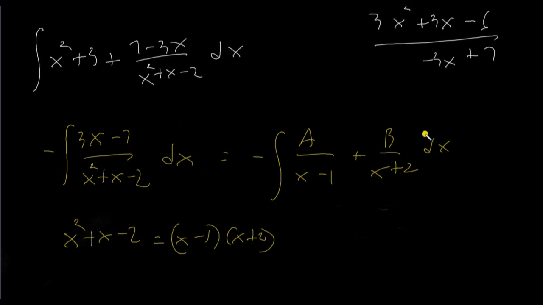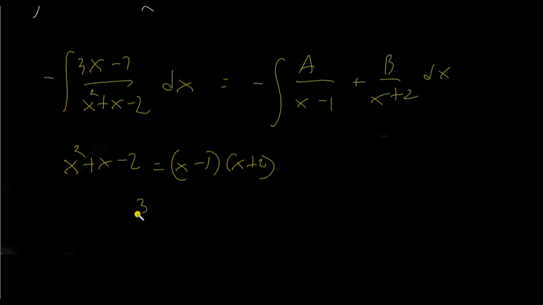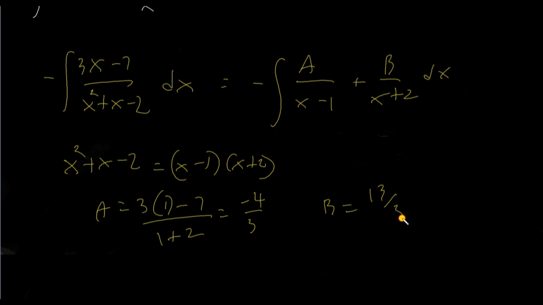If you did the same method I just said, since x equals 1 is the problem here, I'm going to plug 1 into the rest. So that'd be 3. So for a, it's going to be 3 times 1 over 1 plus 2, which is negative 4/3. And if I did the same for b, I'd get b is equal to 13/3.